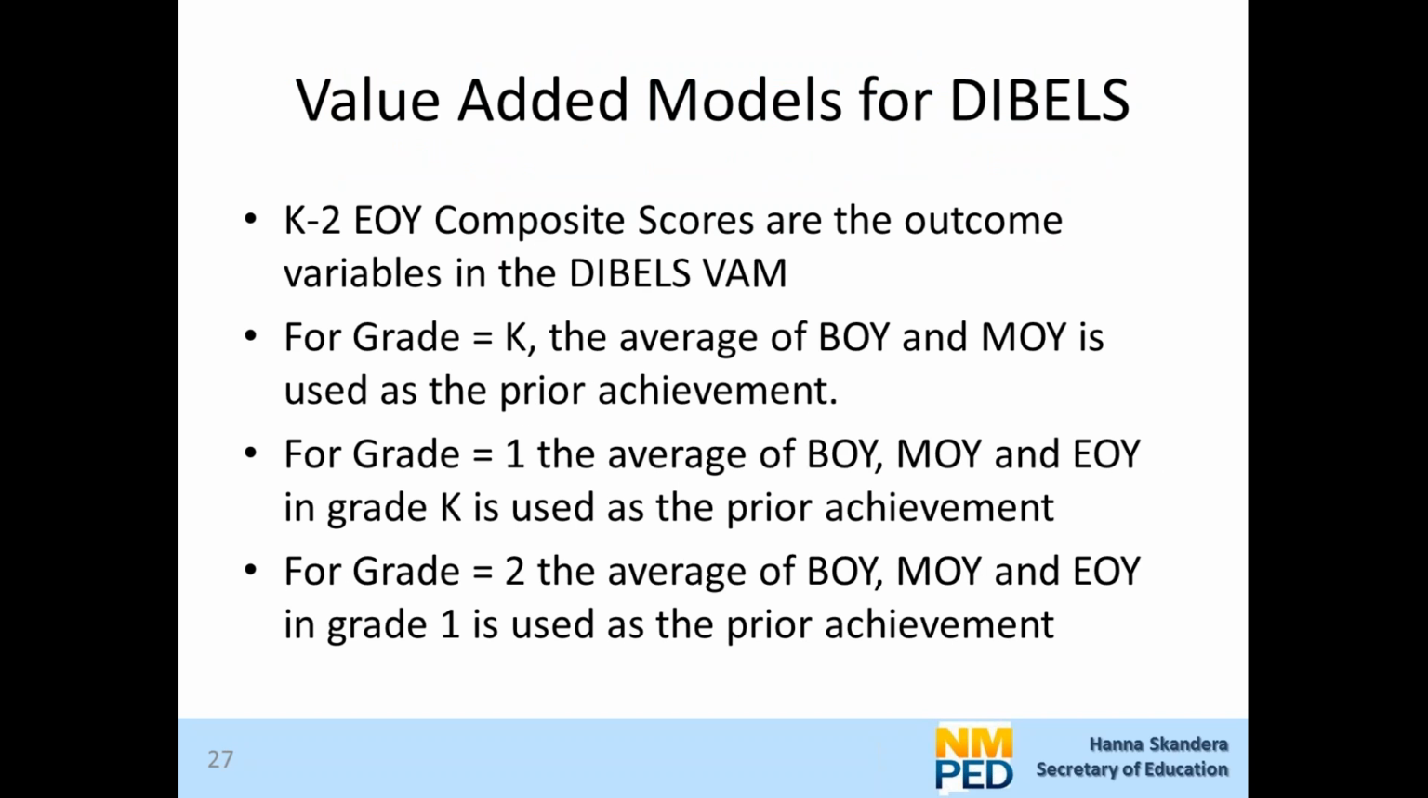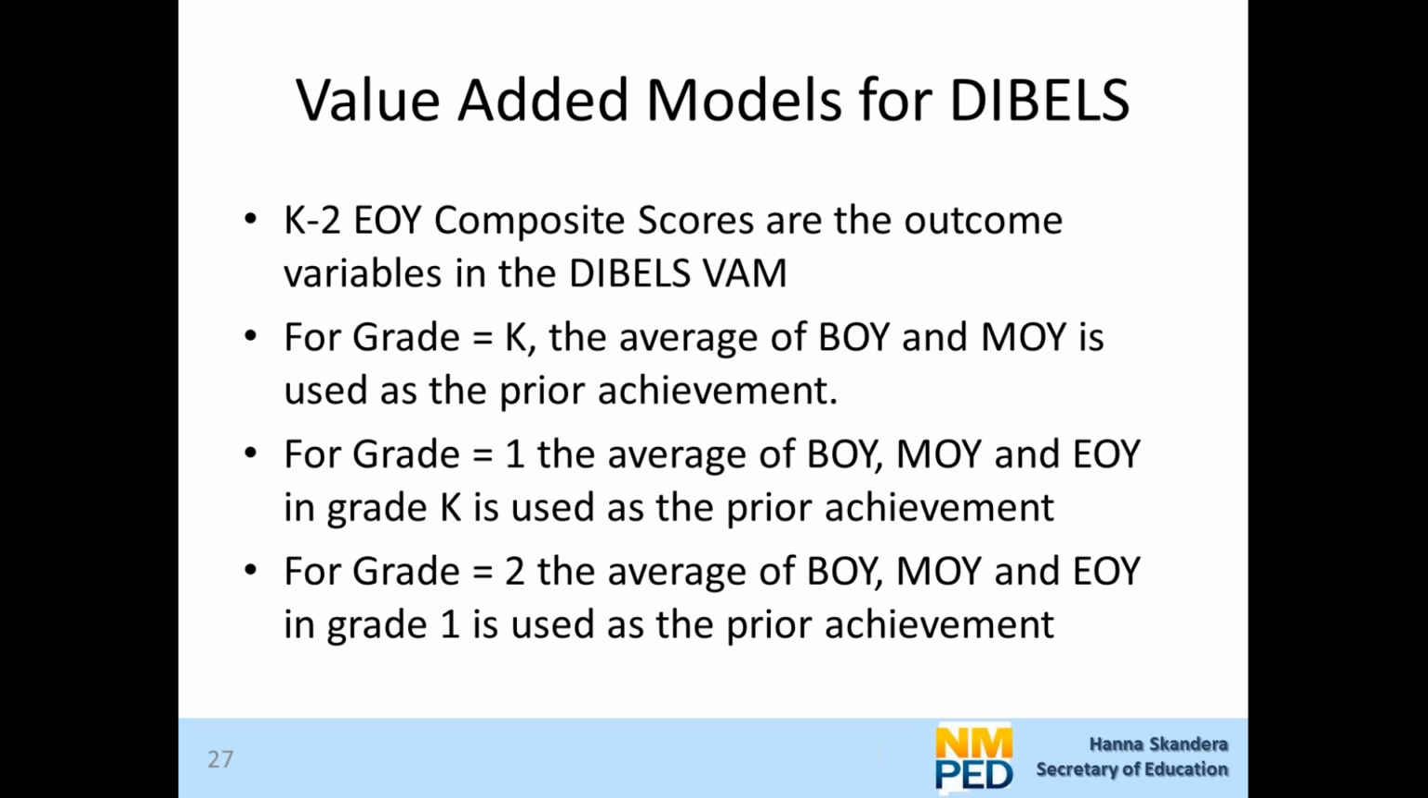The value-added model for DIBELS, so for grades kindergarten through second grade, it's the end of year composite score that's on that vertical axis or is the outcome variable in the DIBELS value-added model. For kindergarten, it's the average of their beginning of year and middle of year composite score that is used as the prior achievement on the x-axis. It's those beginning and middle of years that create the academic peer group.